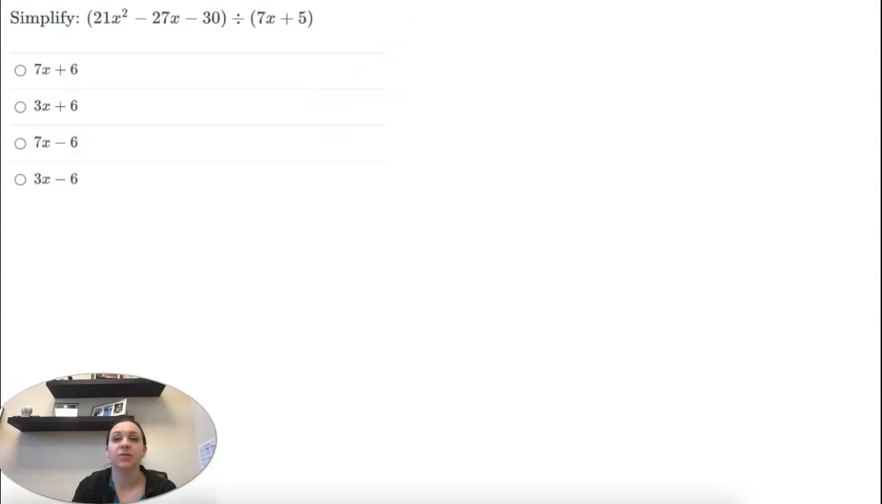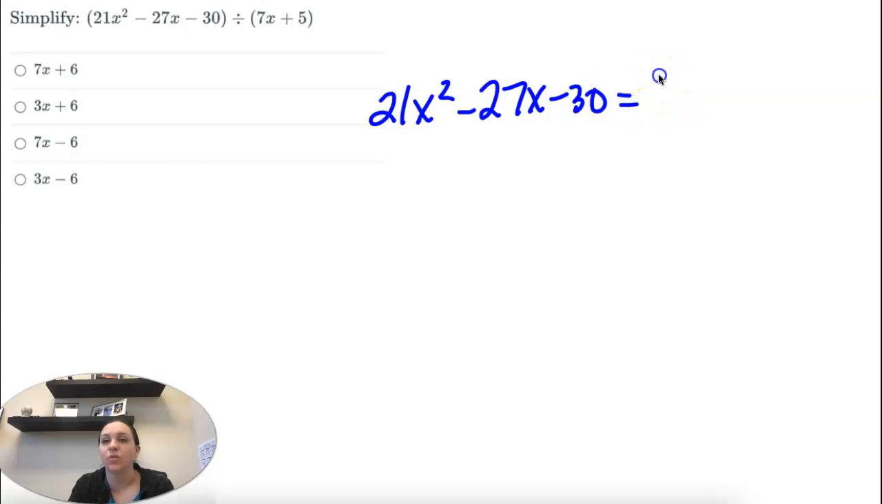Alright, this one, we have an x in the middle. We're dividing. But it doesn't say use long division, so I'm going to take what we know. We know 21x squared minus 27x minus 30. One of the factors is 7x plus 5. It's asking us for the second factor. So I'm just going to go through the multiplication process.